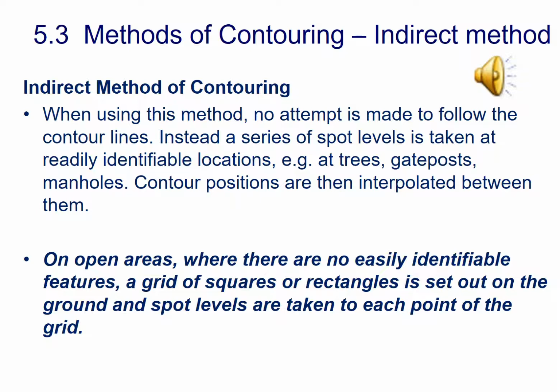Usually this is done either with identifiable locations like trees and gate posts, but in the situation that we have, we're going to set up a grid of 10 metres square, so it's 10 metres by 10 metres, along a baseline that we have on a map that we can reference from, and we're going to take spot levels in each one of those grid intersections.